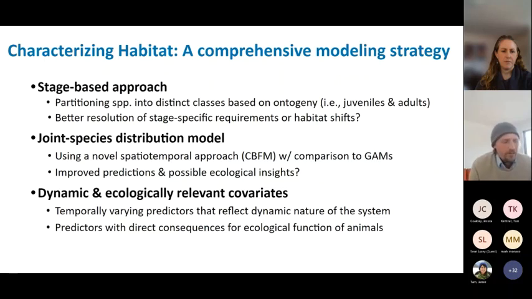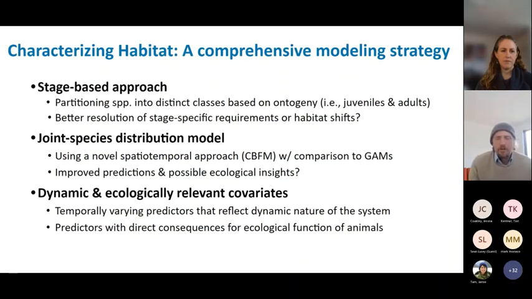Going into this, we decided to really try and account for the role of ontogeny as well. The fact that different life stages of species often have distinct niche requirements. So whenever maturity data was available for the species we modeled, we broke them down into juveniles and subadults, or adults and subadults, to try and better resolve stage-specific differences in habitat use and/or niche shifts.